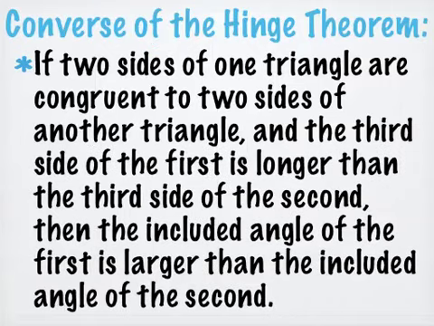The converse of the Hinge Theorem says that if two sides of one triangle are congruent to two sides of another triangle, and the third side of the first is longer than the third side of the second, then the included angle of the first is larger than the included angle of the second.